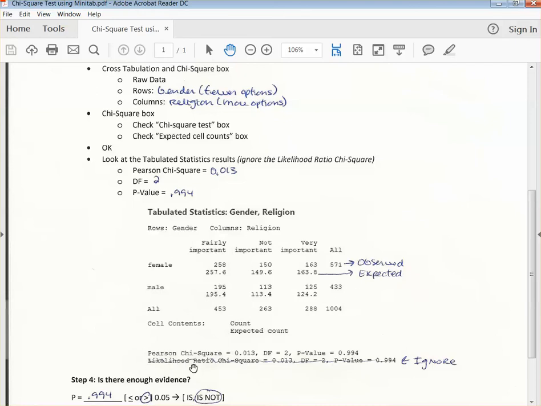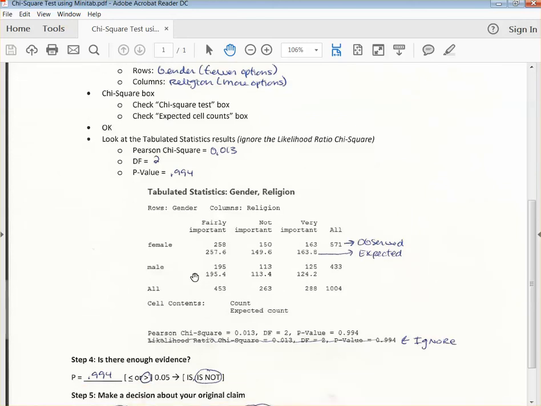The next thing we're going to look at is the Pearson chi-square. We don't worry about the likelihood ratio stuff. What we're going to look at is the Pearson chi-square value, which is 0.013, our degrees of freedom, which is 2, and then the p-value, which is 0.994. That p-value is pretty high. Remember, normally if it's a high p-value, it's going to be an is not, meaning there is not enough evidence, meaning there's not a lot going on. Low p-value, something's going on, there's something happening with the data. High p-value, nothing's happening, nothing interesting.